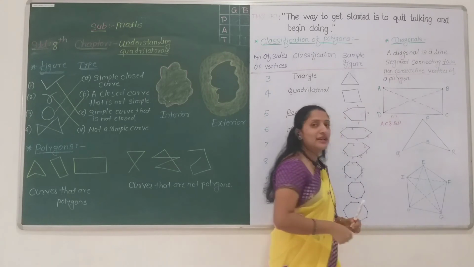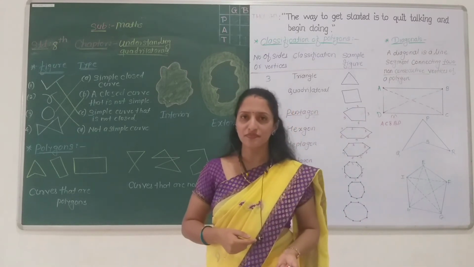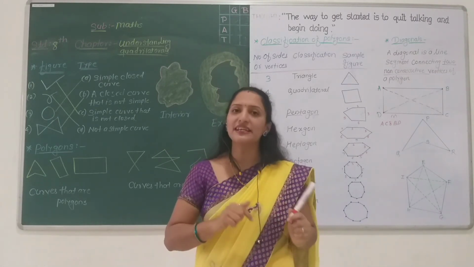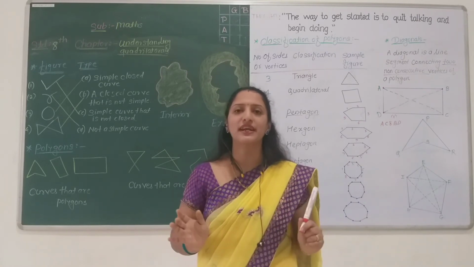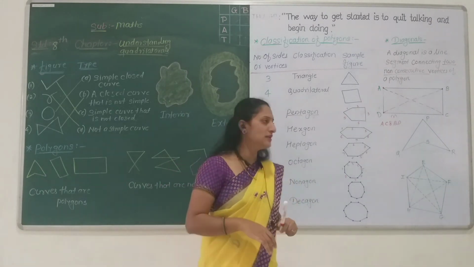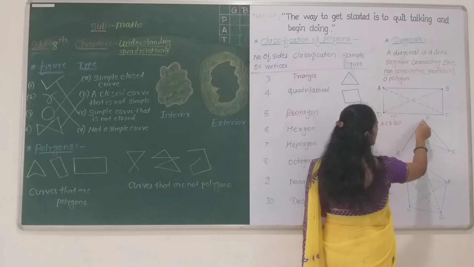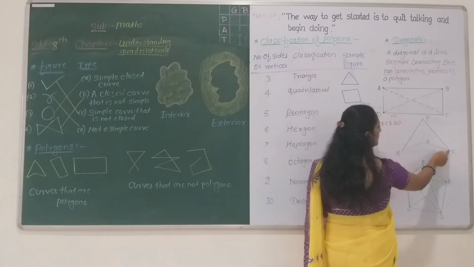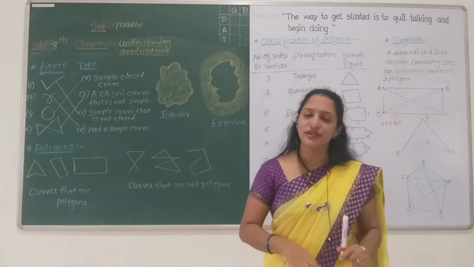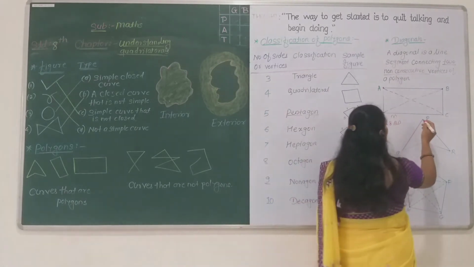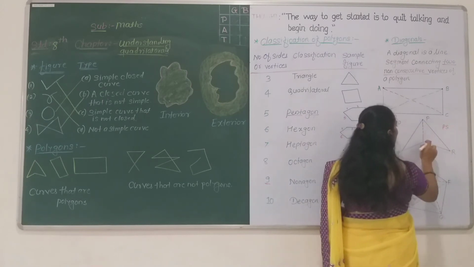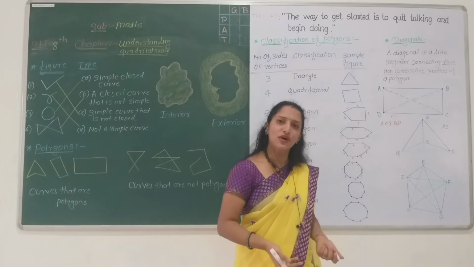Now we have to find the diagonals of that figure. So what is a diagonal? A diagonal is the line segment connecting non-consecutive vertices of the polygon. So look at here. P is connected with Q and R, but there is no connection between P and S. That means P and S are non-consecutive vertices. So we join P and S by a line segment. So we get PS as a diagonal, since P and S are non-consecutive.